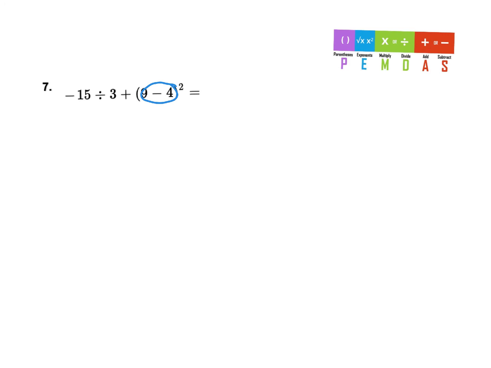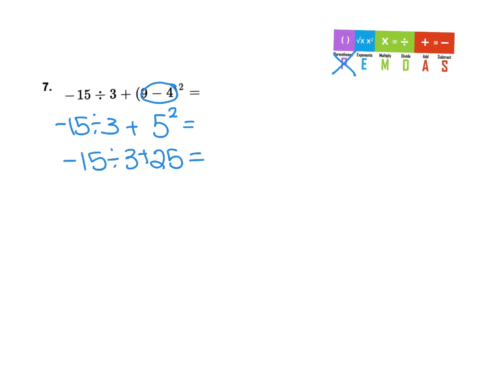So we're just going to take 9 minus 4 first, and I'm going to get 5, and I'm going to put this back on. All right, so we're done with our parentheses. Now let's evaluate our exponent. So 5 to the second power is 5 times 5, which is 25. All right, so our exponents are done.